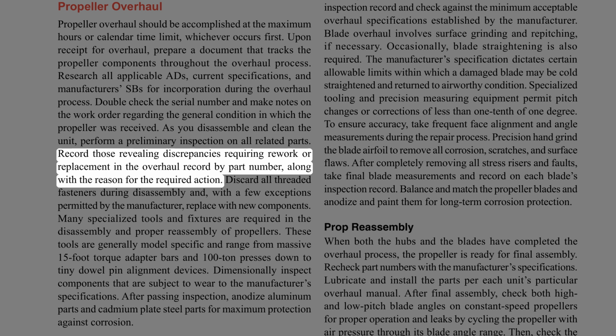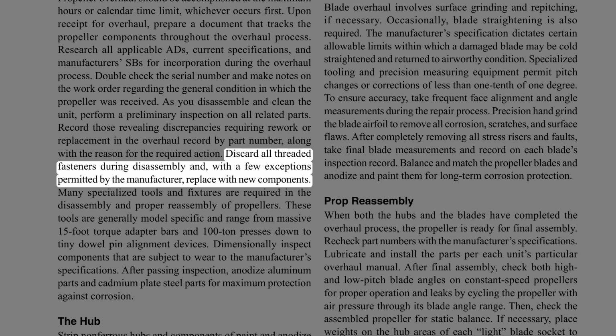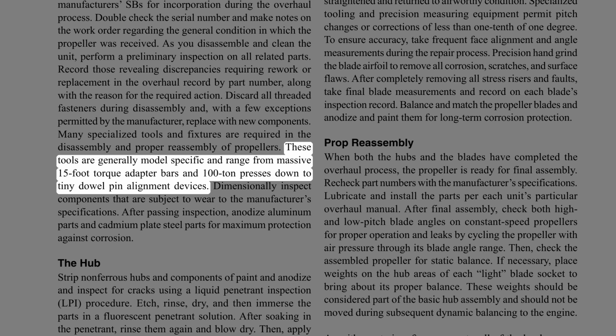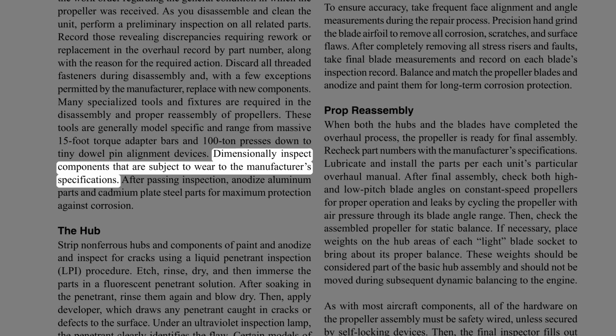Record those revealing discrepancies requiring rework or replacement in the overhaul record by part number, along with the reason for the required action. Discard all threaded fasteners during disassembly and, with a few exceptions permitted by the manufacturer, replace with new components. Many specialized tools and fixtures are required in the disassembly and proper reassembly of propellers. These tools are generally model-specific and range from massive 15-foot torque adapter bars and 100-ton presses down to tiny dowel pin alignment devices. Dimensionally inspect components that are subject to wear to the manufacturer's specifications.